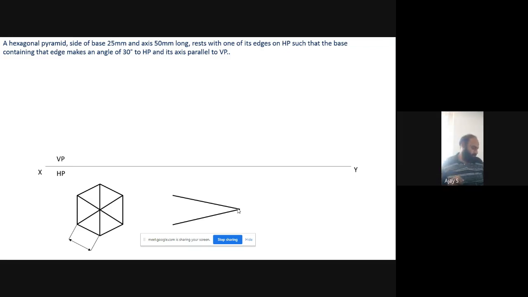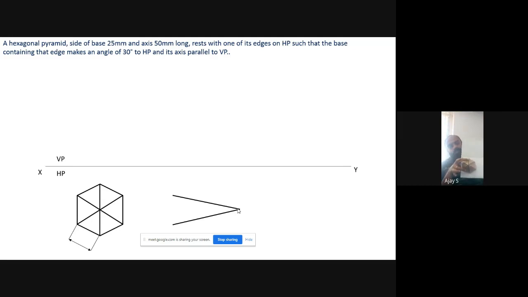Enough. I think it will be better. Right? Is this position the same as the question says?